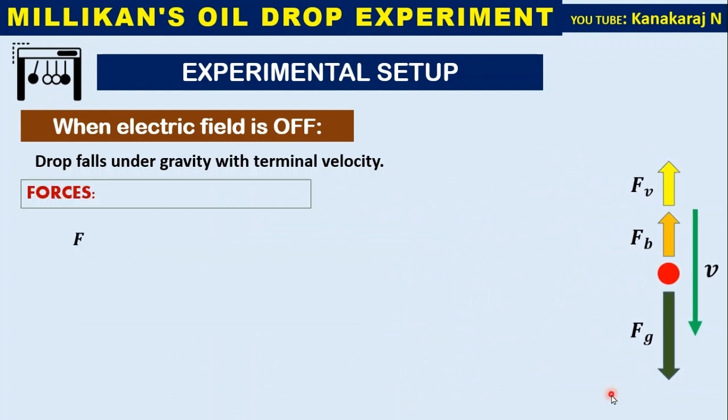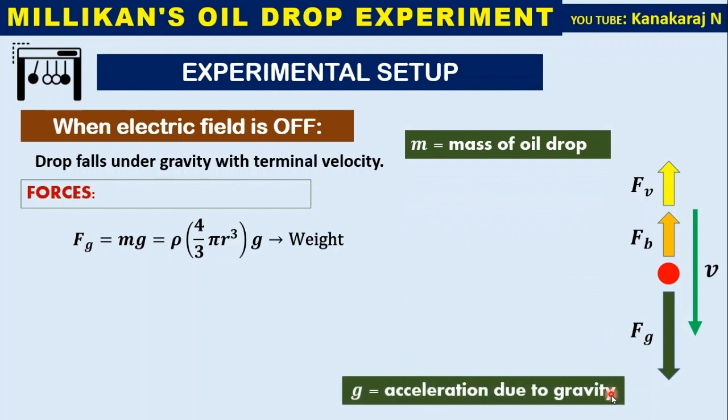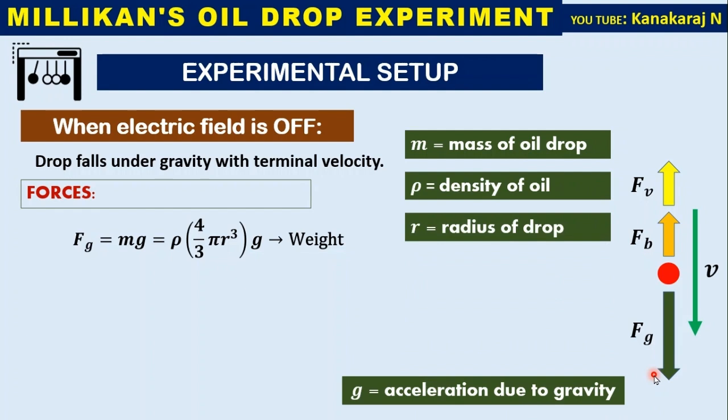Forces. Fg is the weight mg, where mass is replaced by density multiplied by volume. So we get rho times 4/3 pi r cubed g, the weight of the oil drop. m is the mass of the oil, g is the acceleration due to gravity, rho is the density of the oil, and r is the radius of the oil droplet.